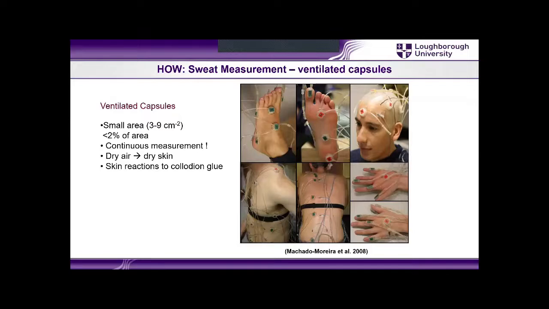The downside of this is very small areas. You see that these are quite small, 3 to 9 square centimeters. Typically they cover, even in these high density experiments, less than 2% of the area you're interested in. The good part is, of course, you have a continuous measurement.